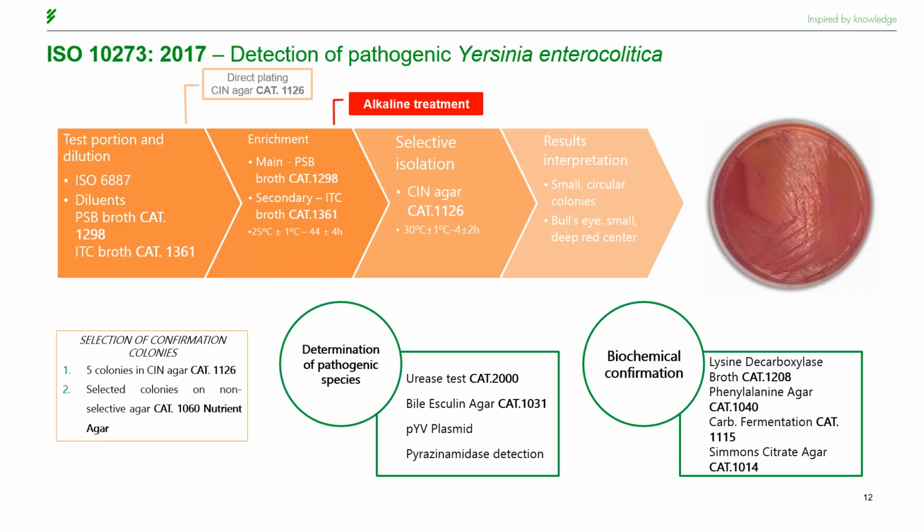For the confirmation, the ISO calls to select 5 colonies considered typical of pathogenic Yersinia enterocolitica from each CIN agar plate, and streak them again on CIN agar under conditions that allow the development of well-isolated colonies. So now we have streaked 2 times on CIN agar. The control strains of Yersinia enterocolitica of biotypes 4/O:3, 2/O:9, and also biotype 1A and other Yersinia species are also streaked to compare the morphology of the colonies.